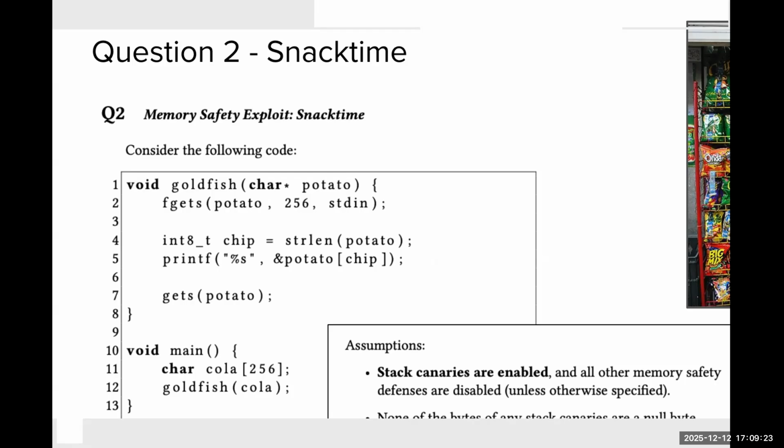And then we get the length of this potato character array and store that into the chip variable. And then we print out the chip index of the potato character array, and we format that as a string. And then finally we run gets into potato once again. The assumptions are that stack canaries are enabled and all other memory safety defenses are disabled. And none of the bytes on any stack canaries contain a null byte. And you run GDB once and find that the cola buffer is located at that address.